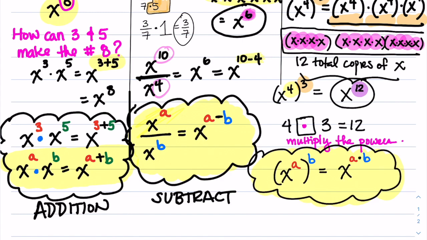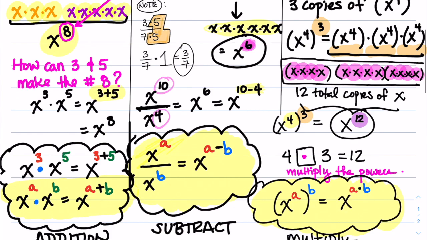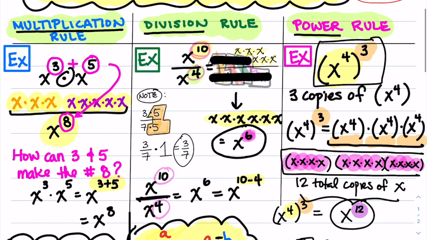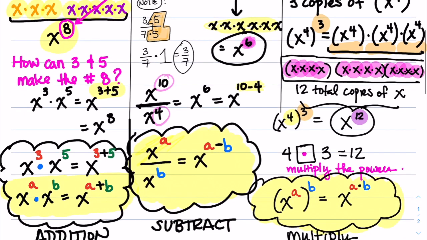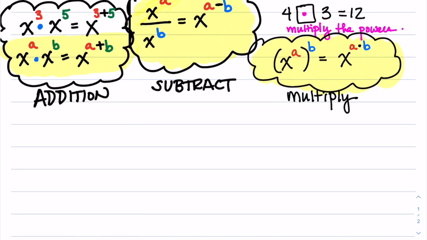Okay, so we have seen 3 rules: multiplication becomes addition, division becomes subtraction, and having a power to another power, or double powers, results in multiplication. Okay, so again, just a quick summary.